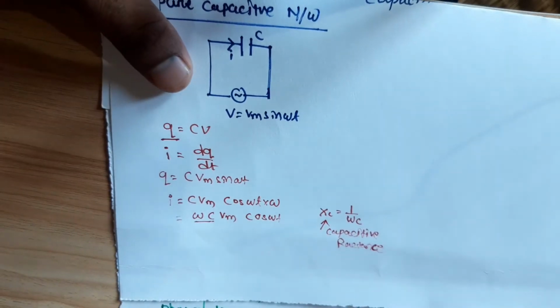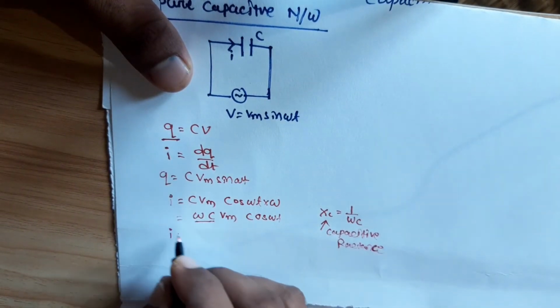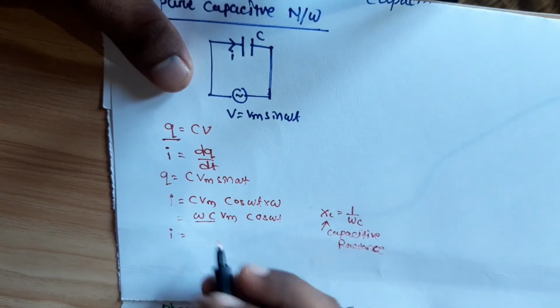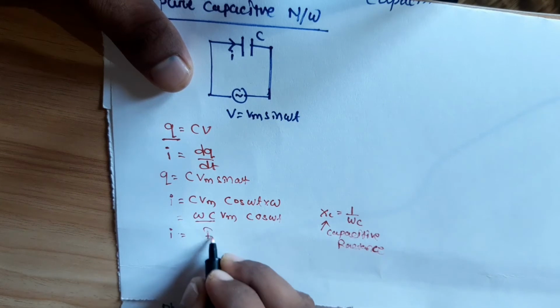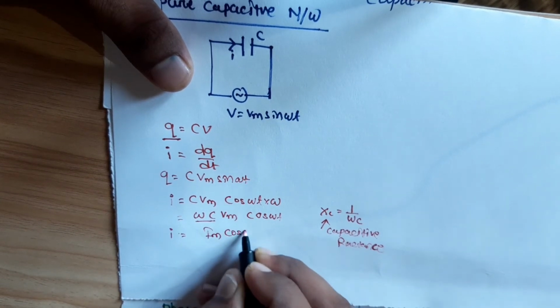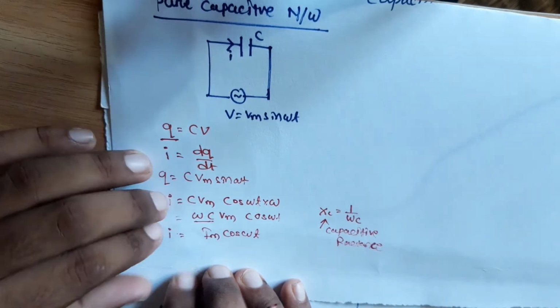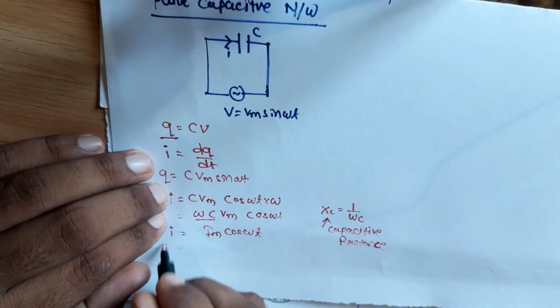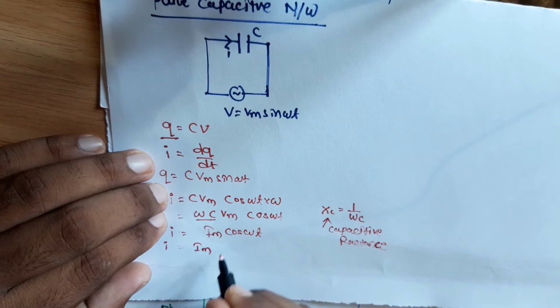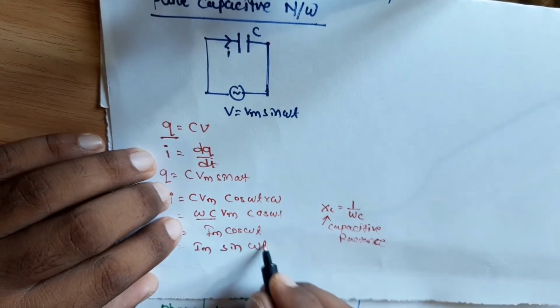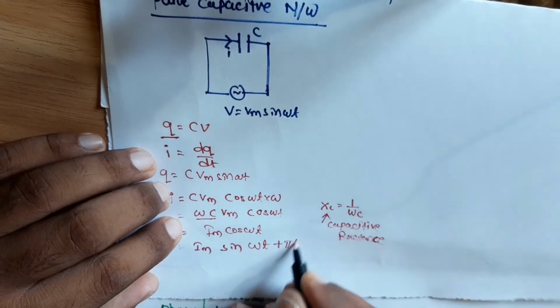So here we get I equals Im cos omega t. Then finally, converting cos to sin, I equals Im sin omega t plus pi by 2.